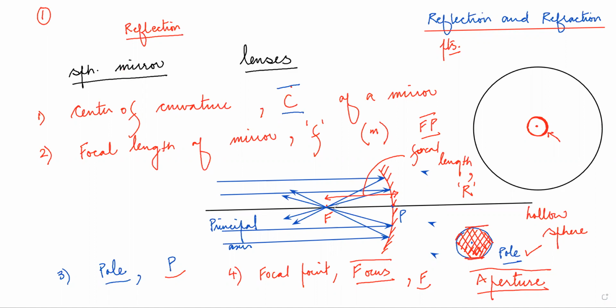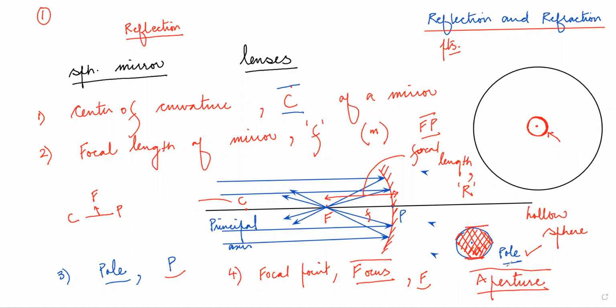Students, this is FP. FP means F, focal length. If I take double of focal length, I will get one more point. This will be C. This will be the center of the sphere I was talking about. Okay, that is center of curvature. C. So F will be in between C and P. Remember that F will be exactly in the center. Only this case is applicable for small aperture mirrors.